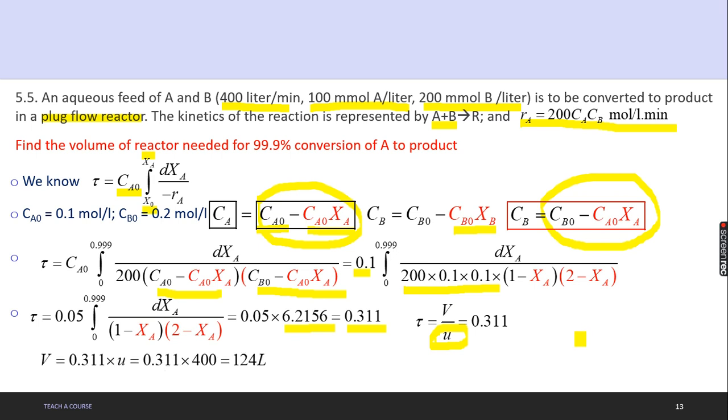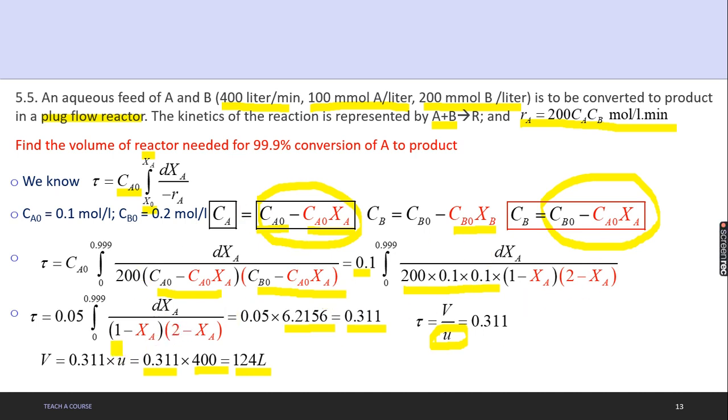So that means we can plug in 0.311 into 400, so it becomes 124 liters. So essentially, the plug flow reactor volume can be calculated from the conversion data and the stoichiometry and rate expression for the system. So I hope you understand this.